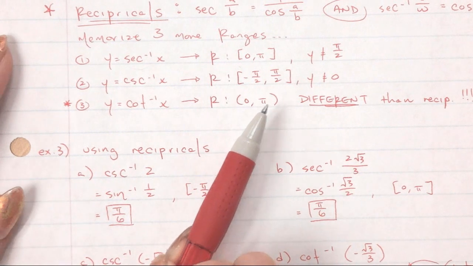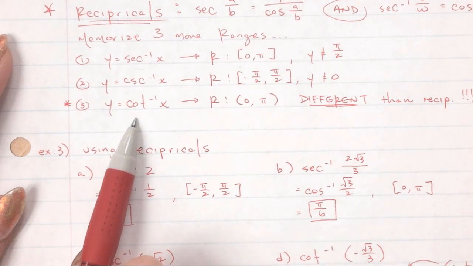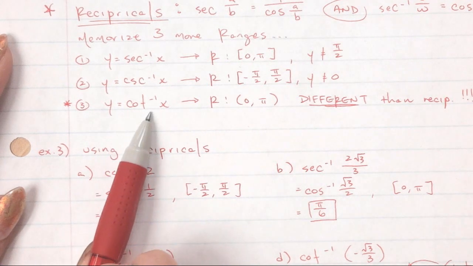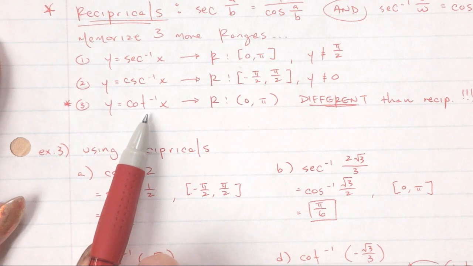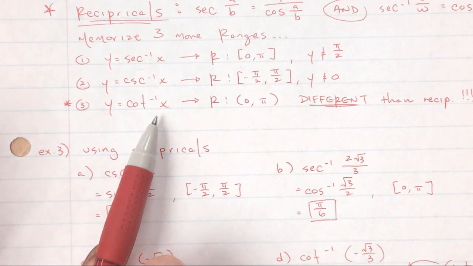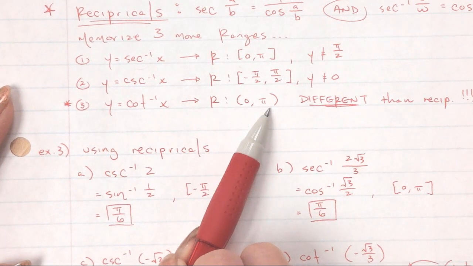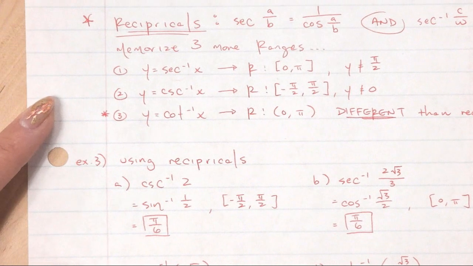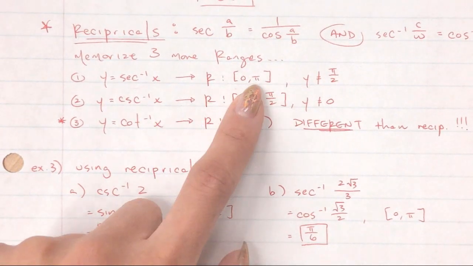The reason that it's different is because if you think about the graph for tangent and the graph for cotangent, they have vertical asymptotes at different places. So when you draw the inverse, the horizontal asymptotes are going to be different. So that's why the ranges are weird. Okay? So you wrote all that down. You've got to memorize those 3 new ones. Okay? These 2 are really easy to remember.